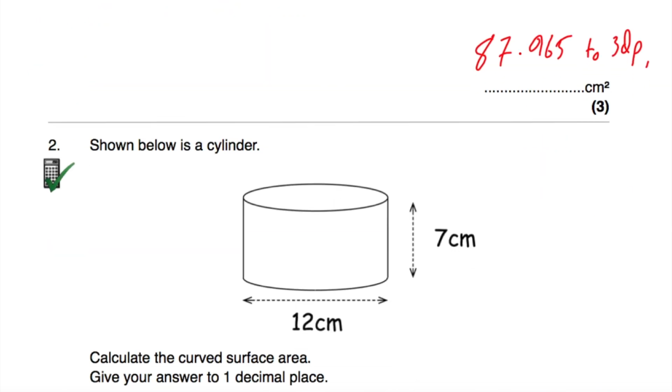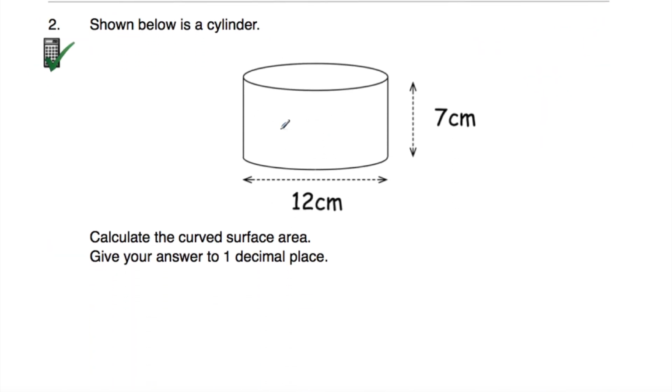Okay, let's look at our next question, question number 2. So question number 2, we've got another cylinder, and this time we've got the diameter of the cylinder is equal to 12 centimeters, and we've got the height of the cylinder is equal to 7 centimeters, and we've been asked to work out the curved surface area.